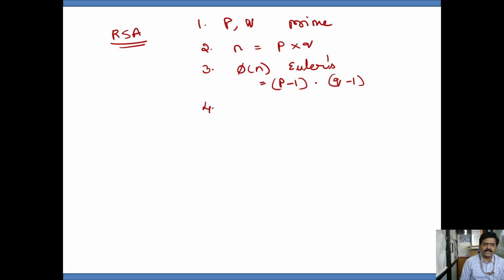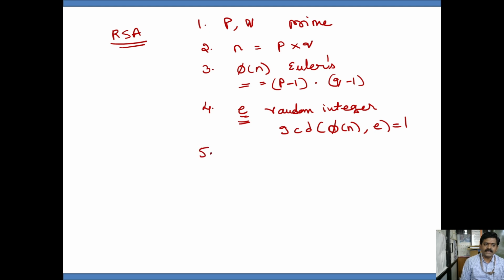Then we have another variable called e, which is a random integer, and the condition for this random integer is that it is supposed to be a positive integer, and it should be relatively prime to psi of n. What does it mean? It means the GCD of psi of n and e should be 1.